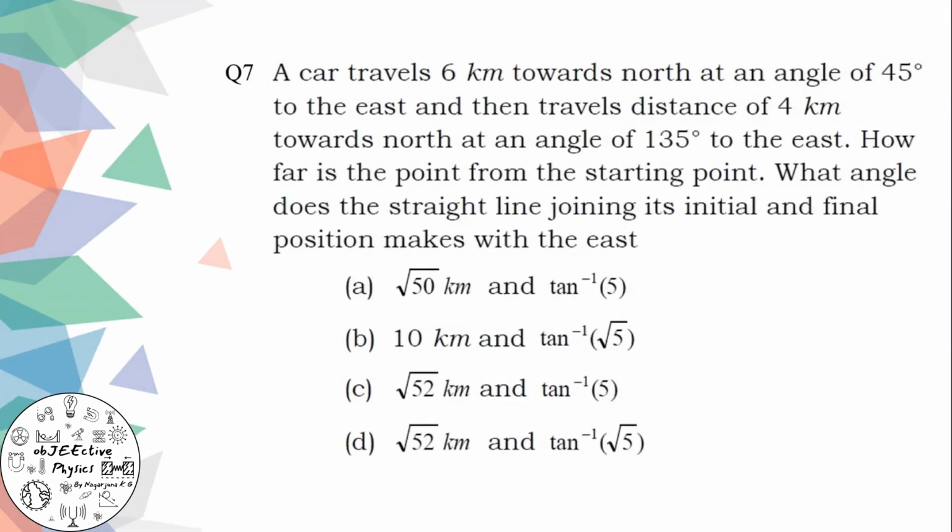Number 7. A car travels 6 kilometers towards north at an angle of 45 degrees to the east and then travels a distance of 4 kilometers towards north at an angle of 135 degrees to the east. How far is the point from the starting point? What angle does the straight line joining its initial and final position make with the east?